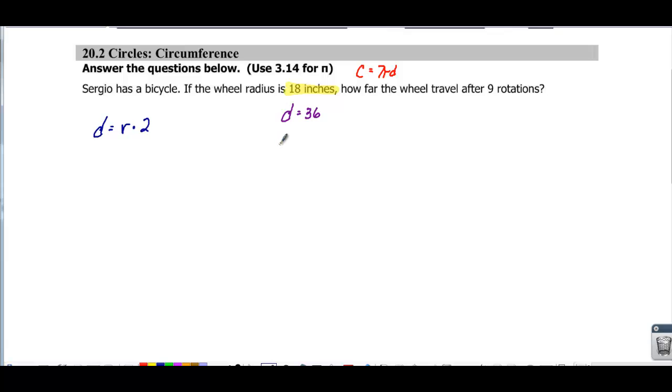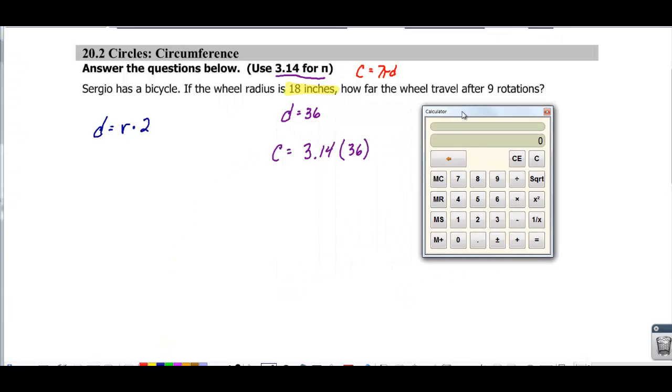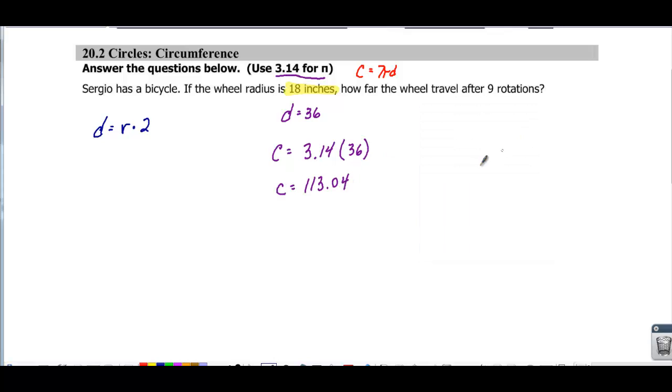Then, to get the circumference, we're going to take 3.14, because that's what they tell us to use for pi, times 36. And we're going to rely on a calculator here. We're going to use real world tools. So 3.14 times 36 is equal to 113.04. That is the circumference of that wheel, and that circumference represents one rotation.